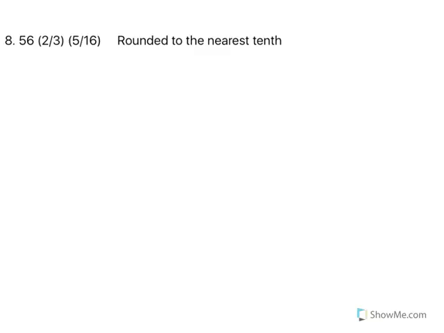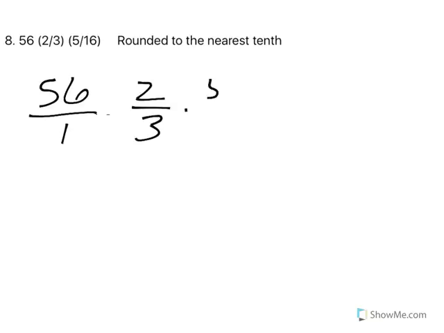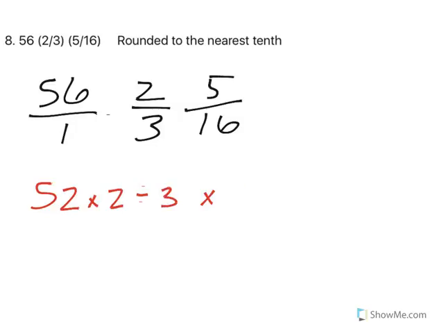Round to the nearest 10th. Okay, well, I'm going to rewrite this problem so that it's a little bit easier. And I'm going to write them as all fractions. 56 as a fraction over 1 times 2/3 times 5/16. Now, when you do this, the numbers on the top are all multiplied. The numbers on the bottom are being divided. So you can think of this as 56 times 2 divided by 3 times 5 divided by 16. Numbers in the bottom divide, numbers in the top you multiply.